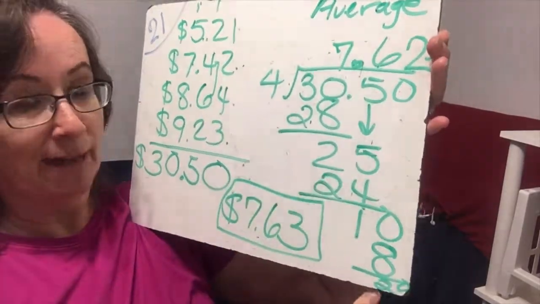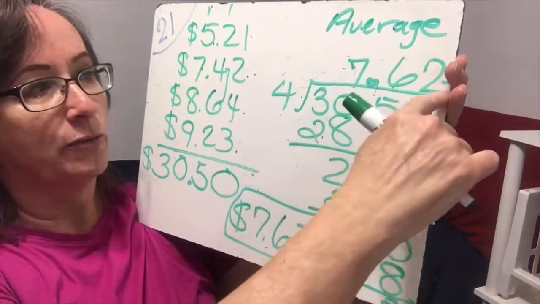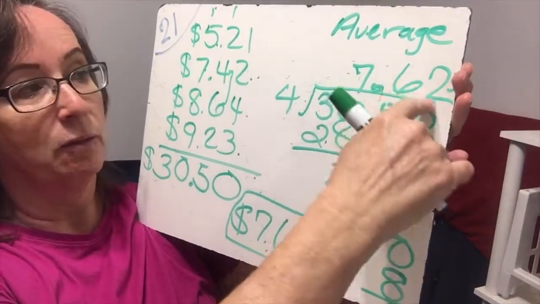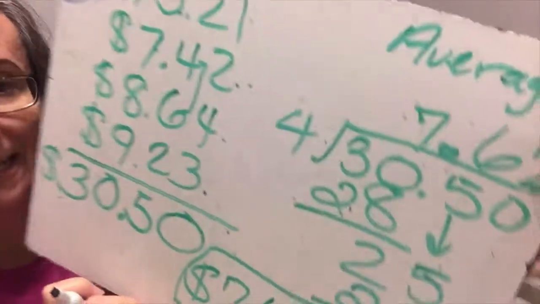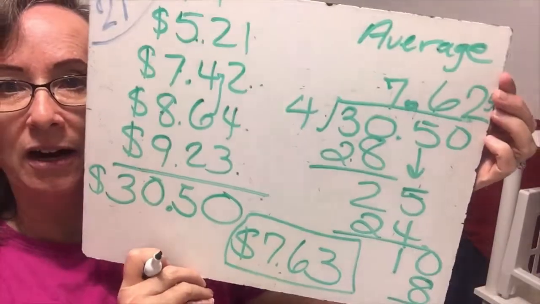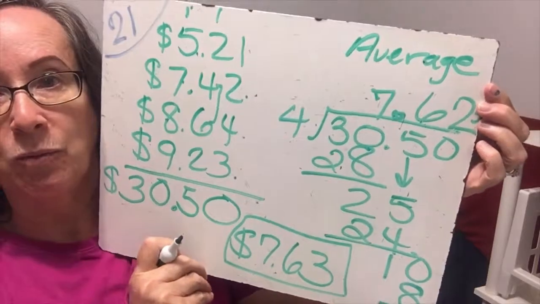So when we have a leftover that bumps it up over the 5 mark, then we have to add another penny. And that is the last of our lesson 21.